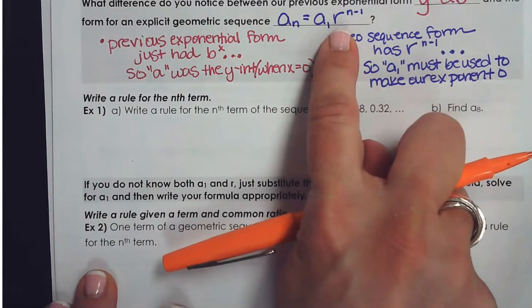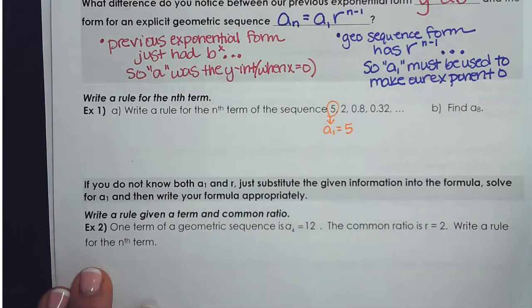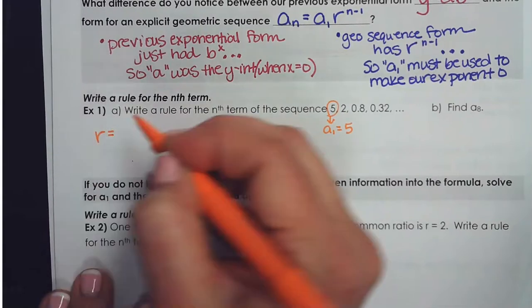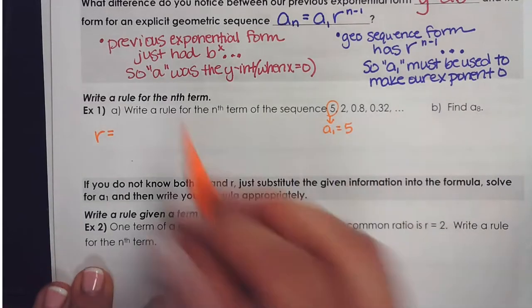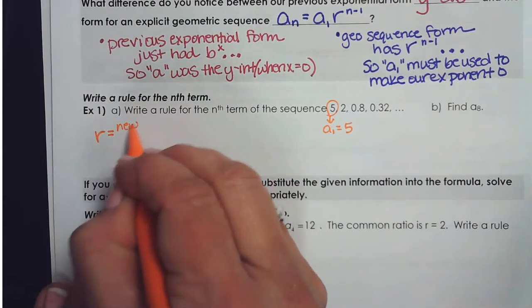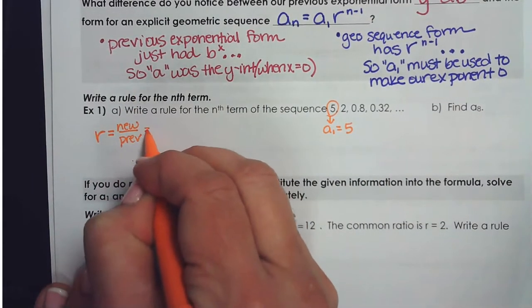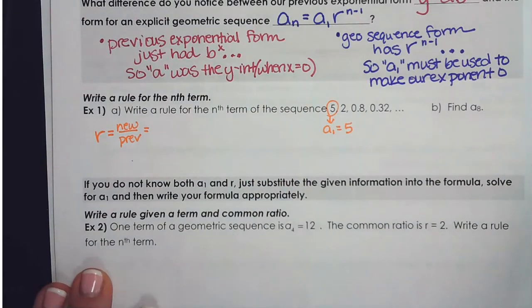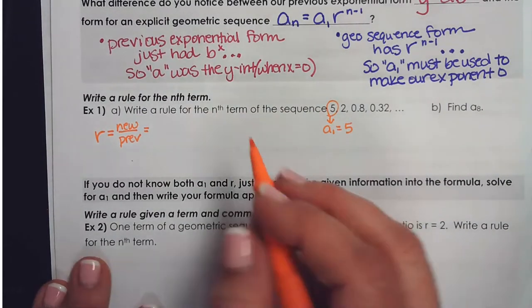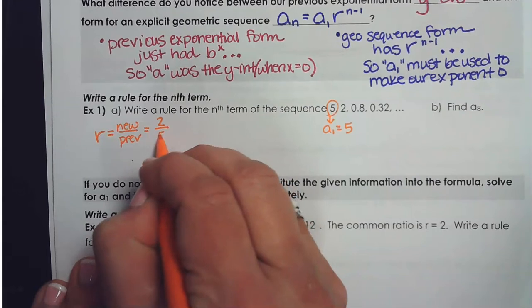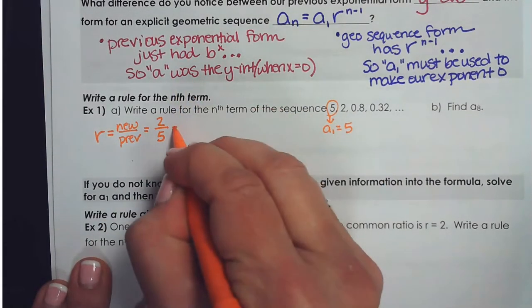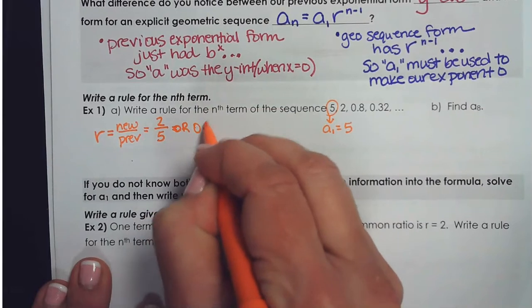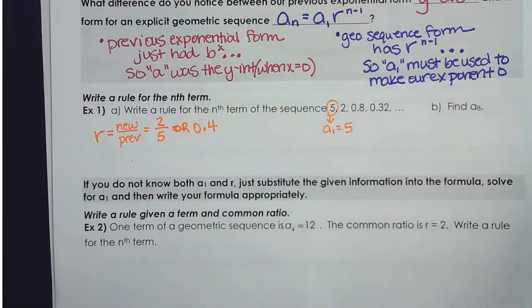And then the second thing we need is r. And if we're not sure what r is, and we touched on this when we went over the first day's homework, we can always divide our new term by our previous term. So if it's not obvious to you what it is, then just do that. So we're going to take 2 over 5, which is fine. You could turn it into 0.4 if you wanted. It doesn't matter to me.